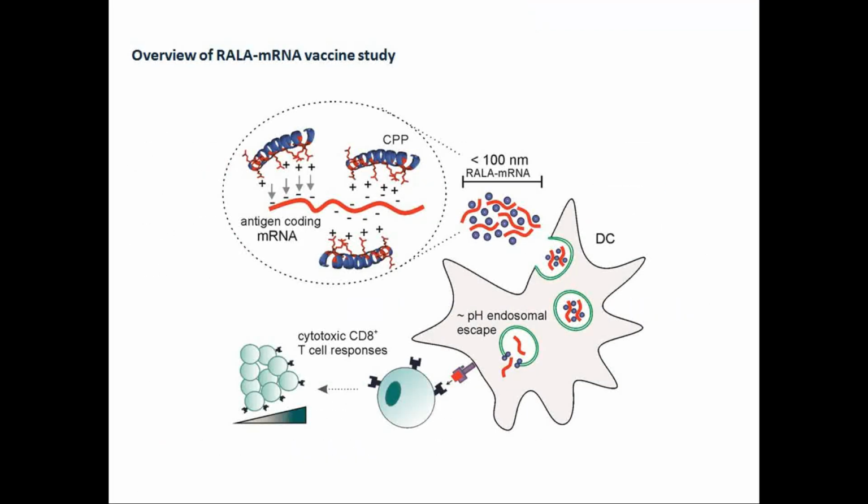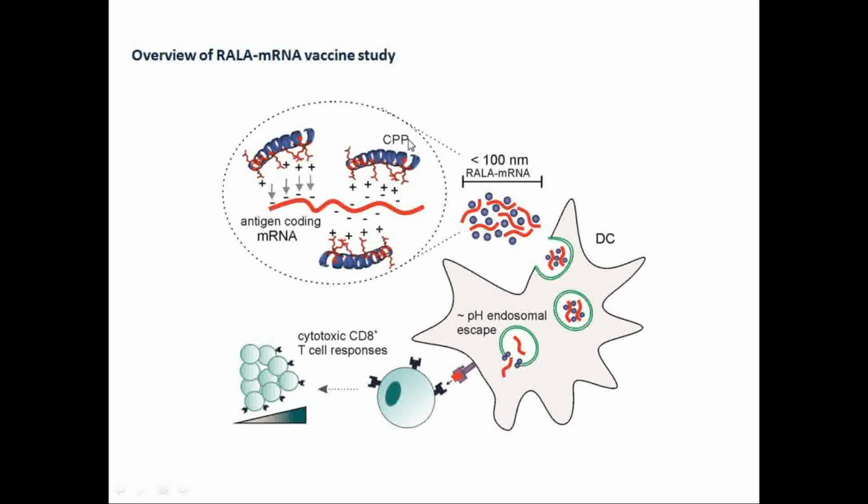To summarize, we had this antigen coding mRNA. With respect to the specific disease you are going to work on, you can choose the specific mRNA, which can be transcribed in vitro without any need of cells. This in vitro transcribed mRNA is combined with the designer peptides.